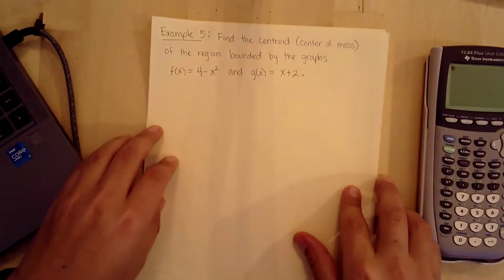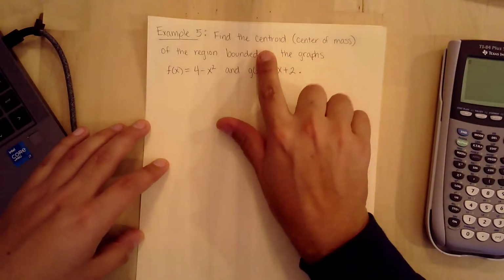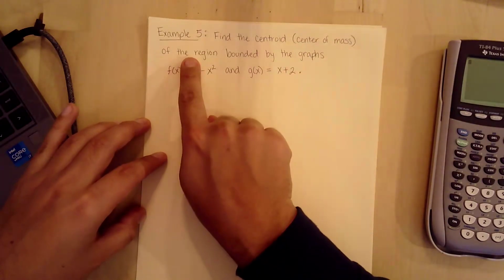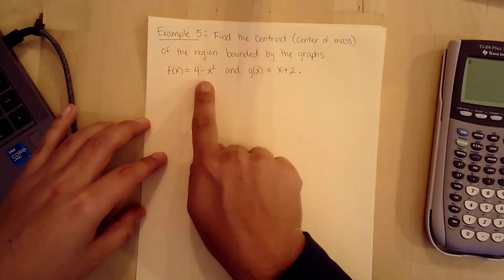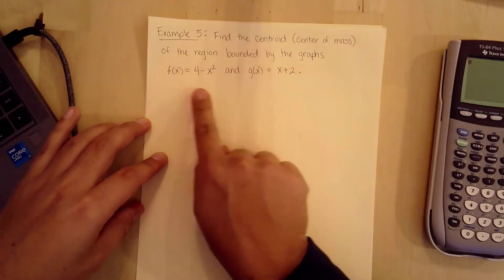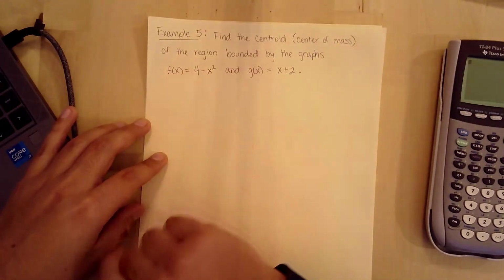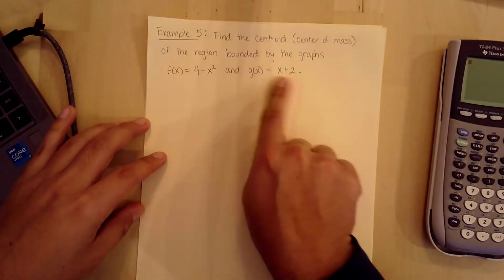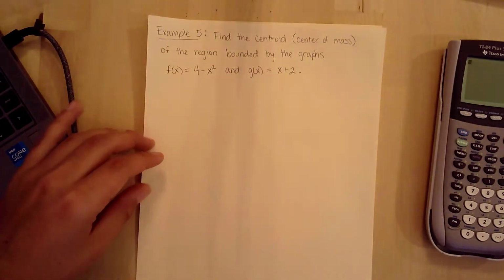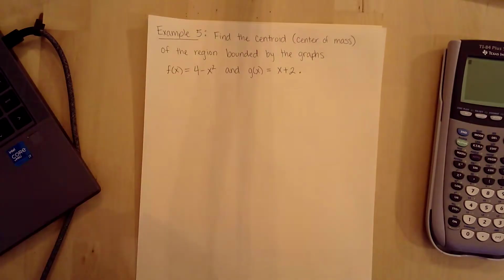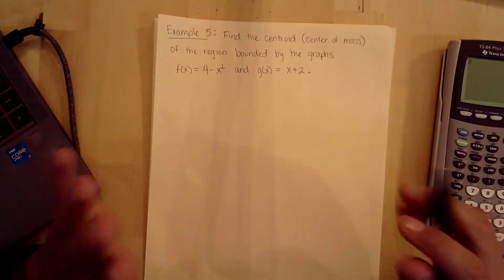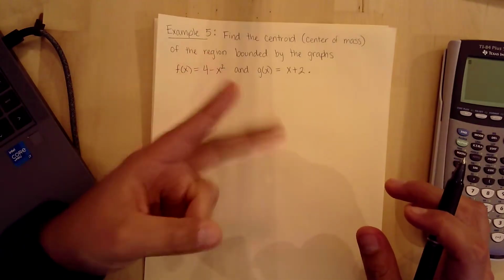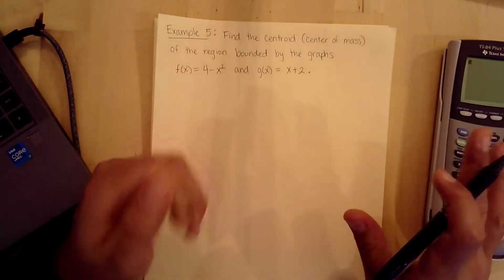Find the centroid, which is just another phrase for the center of mass, of the region bounded by the graphs f of x is equal to 4 minus x squared. So this is our friendly upside down parabola that we were just working with. And g of x, which is x plus 2, this is a nice little linear function. So we kind of know what we need to find. We need to find the mass, the moment about the x-axis, and the moment about the y-axis. And it doesn't matter what order you do that in.